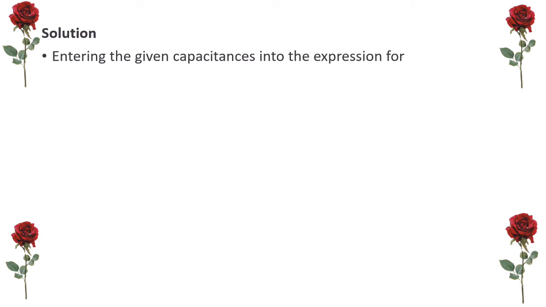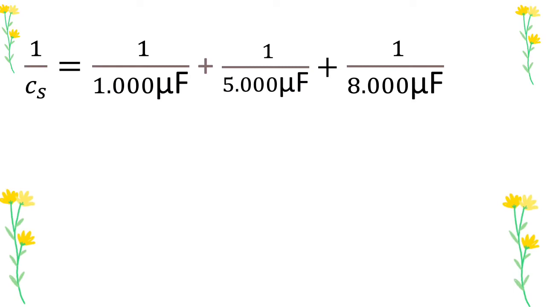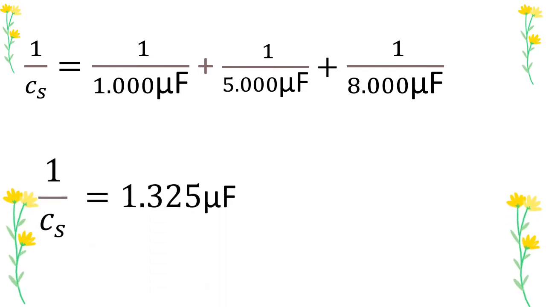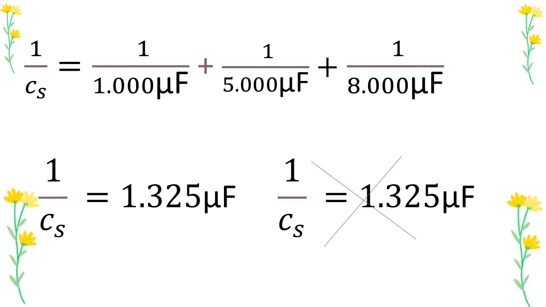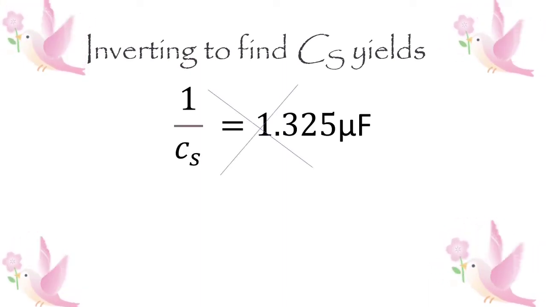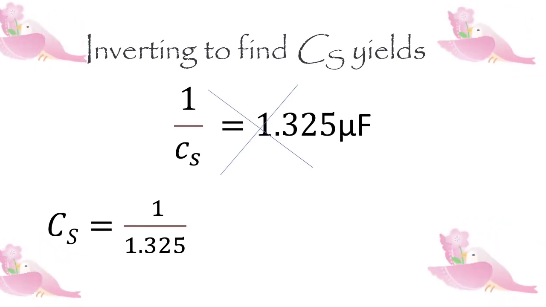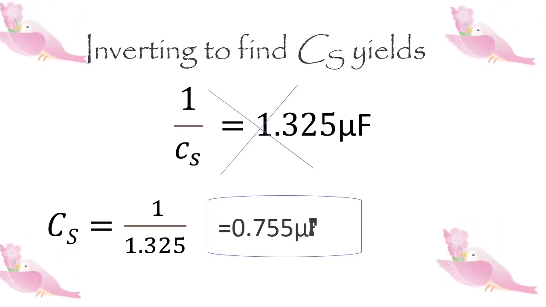Solution. Entering the given capacitances into the expression for 1 over CS is equal to 1 over C1 plus 1 over C2 plus 1 over C3. So, substitute lang natin yung value. Ang C1 is 1 microfarad, ang C2 is 5 microfarad, and ang C3 is 8 microfarad. So, i-divide lang natin siya. So, magka-come up tayo sa 1.325 microfarad. So, kukunin natin ang reciprocal ng CS. So, inverting to find the CS yields 1 over CS. So, magka-cross multiplication tayo, then divide both sides. So, CS is equal to 1 over 1.325. And the final answer is 0.755 microfarad.